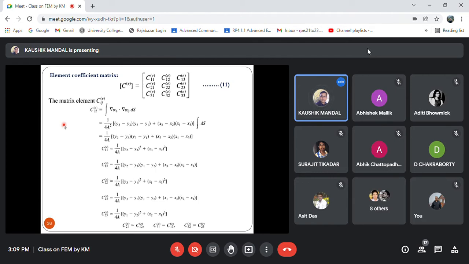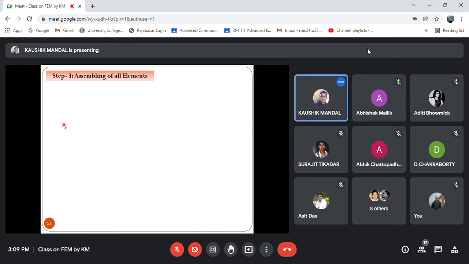Up to this is the function of step 2. We have derived the element governing equation, or the governing equation for a particular element. Now we have to move to step 3. That means we have to assemble all the elements.